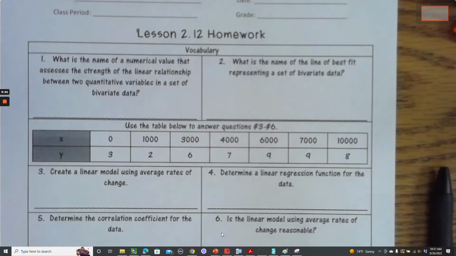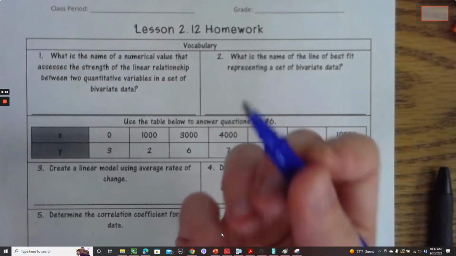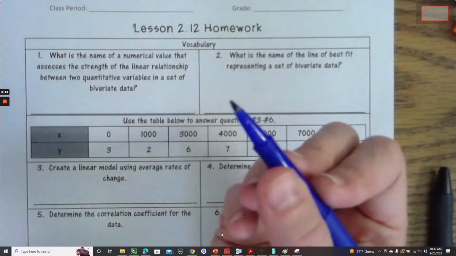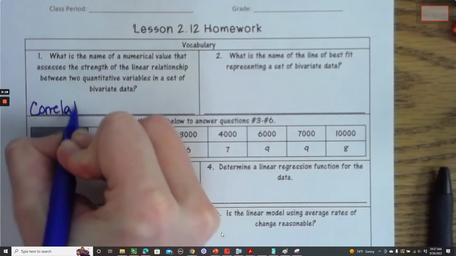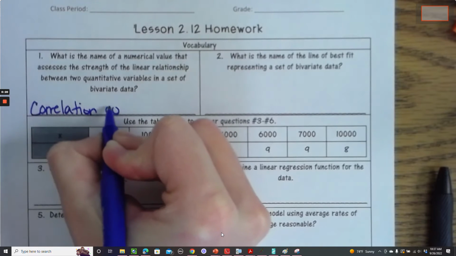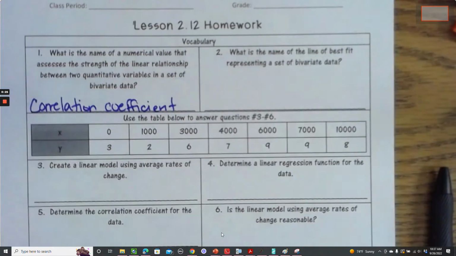This video is for lesson 212 homework. All right, number 1, what is the name of a numerical value that assesses the strength of the linear relationship between two quantitative variables in a set of bivariate data? Yuck, right? This is the correlation coefficient. And this is that little half page that I gave you Friday.